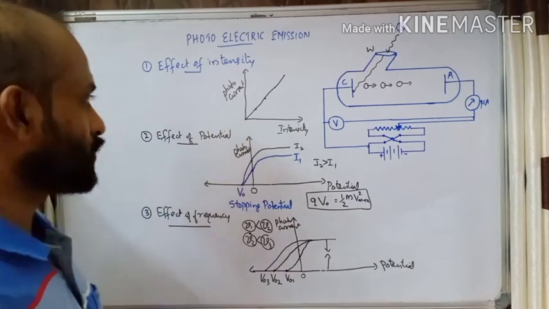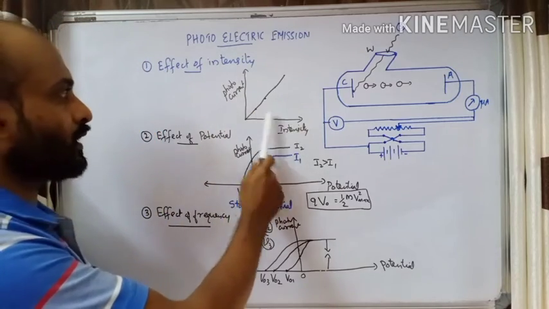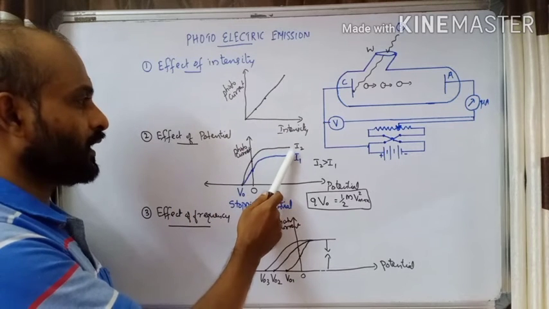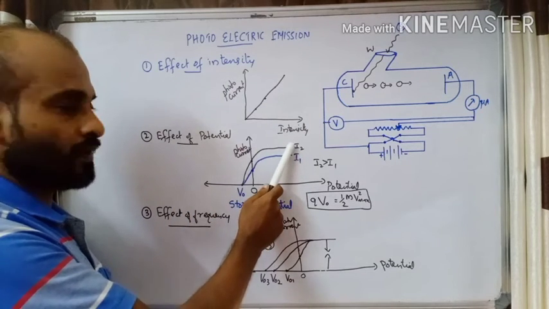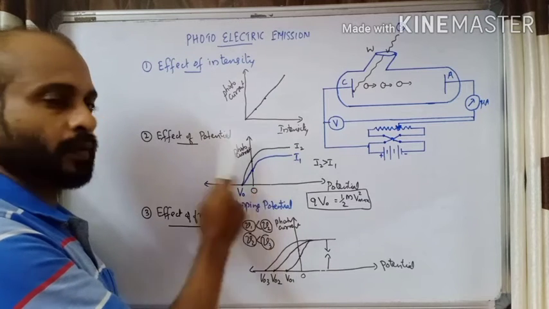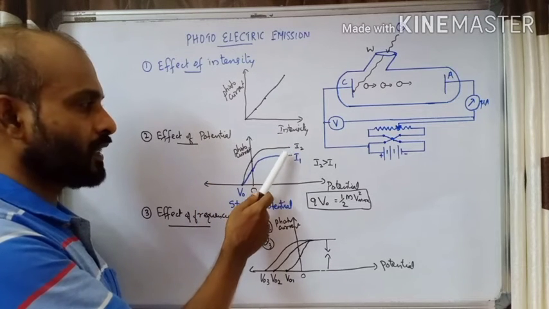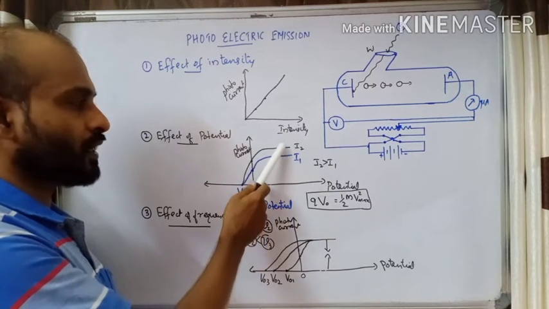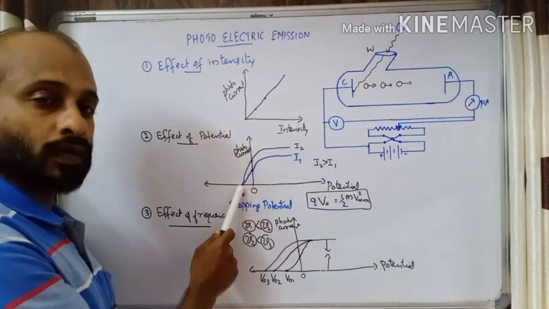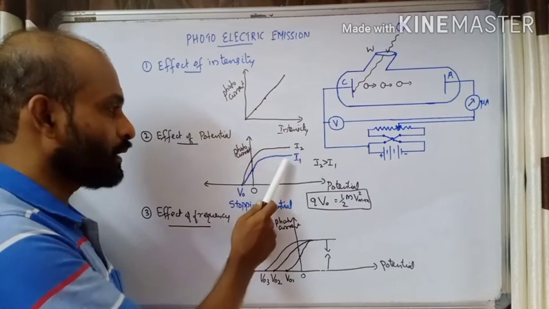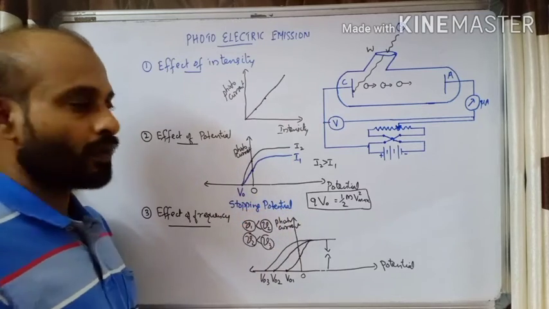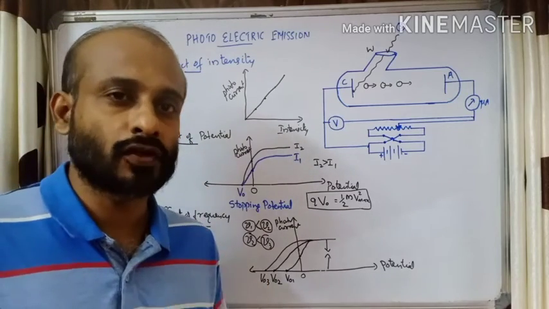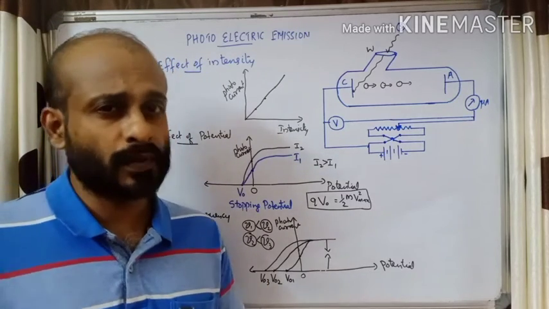So we have seen three variations. First, variation of photocurrent with the intensity of light. Then the effect of potential with different intensities, keeping frequency constant, which we carried out for two different intensities. When intensity increases, the saturation current increases, but the stopping potential is the same. So stopping potential is independent of intensity. If you vary the intensity of light, there is no change in the energy of the light, so the stopping potential needs to be the same.